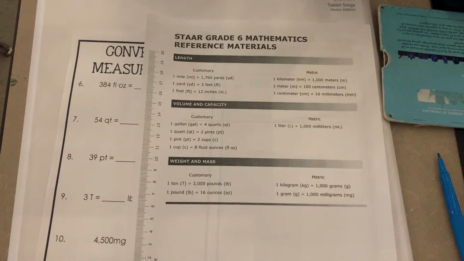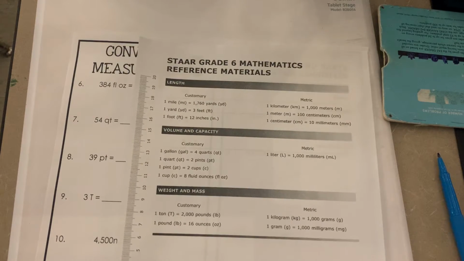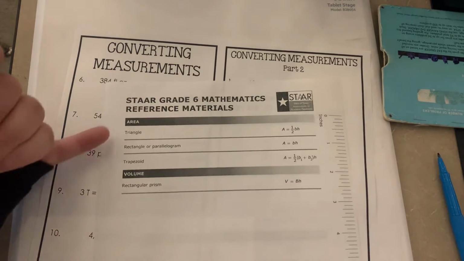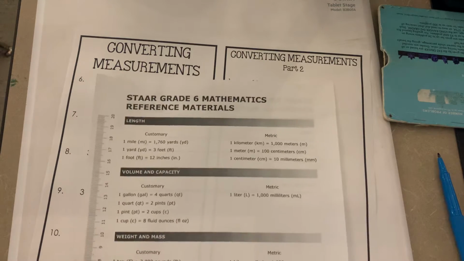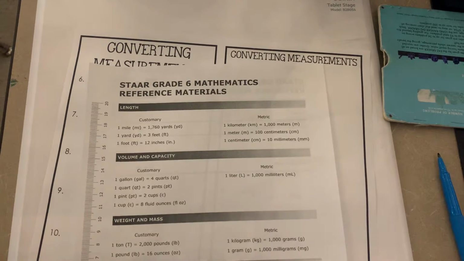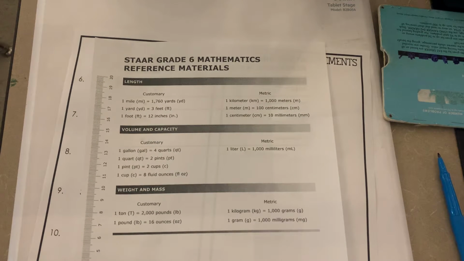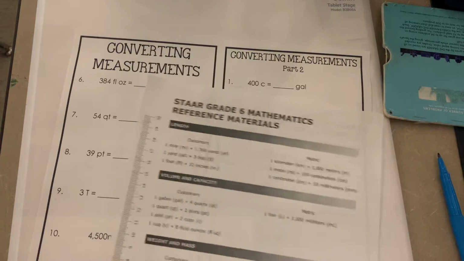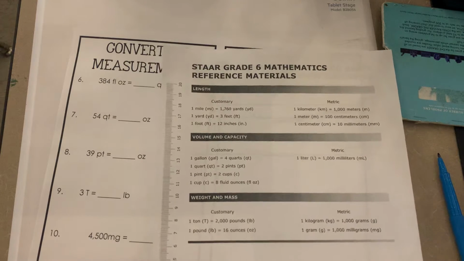Okay, let's look at your formula chart for just a minute. Your formula chart, or reference chart, it can be called either one, has two sides. It has one side that has formulas on it, and then one side that has measurements on it. It has customary and metric for length, volume, and weight. And then on both sides it has a ruler. On one side it has inches, and on one side it has centimeters.